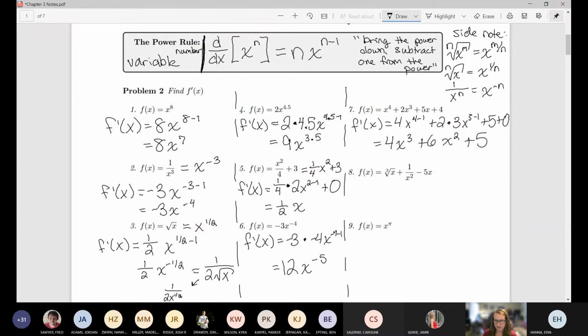All right. So number 8, we have to rewrite this first as x to the 1/3 plus x to the -2nd minus 5x, because they're not in the right format yet, so we can't use the power rule on those first 2 pieces without rewriting them. Once we rewrite them, we have done nothing in terms of derivatives yet, so now we want to go about taking the derivative.